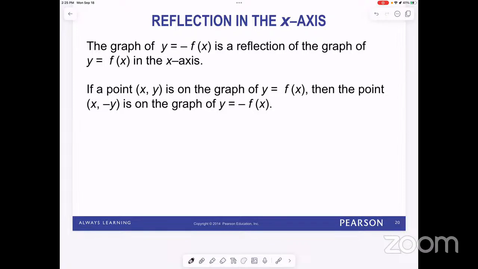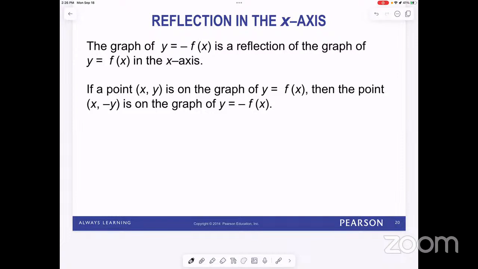Okay, so the graph of y equals negative f of x is a reflection of the graph of y equals f of x in the x-axis. If a point x comma y is on the graph of y equals f of x, then the point x comma negative y is on the graph of y equals negative f of x, right? So notice that negative is outside of our basic function. Outside manipulations typically cause a vertical change. It's going to cause a vertical change.